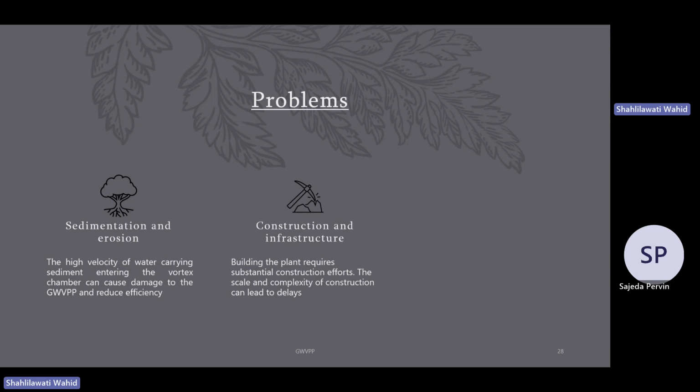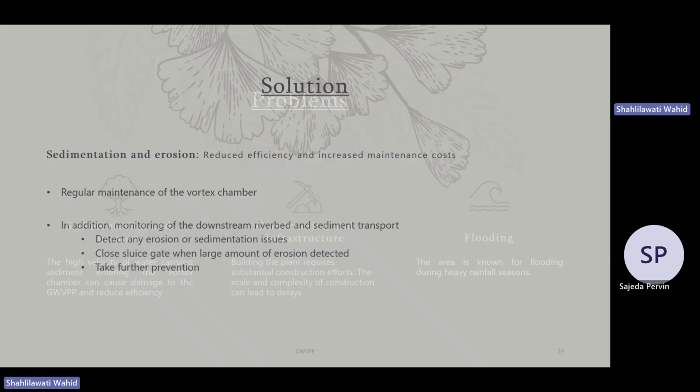And then the second problem would be construction and infrastructure. As we know, building the plant requires some major construction efforts, and depending on the scale and complexity, this could lead to delays or cost overruns. And for the last problem, we found that this area is known for its heavy rainfall season, so this place would be prone to flooding.